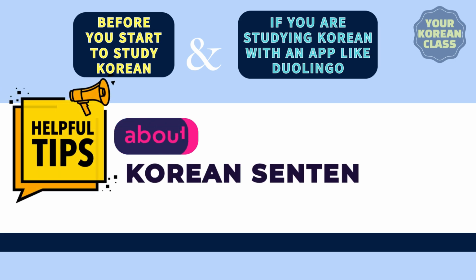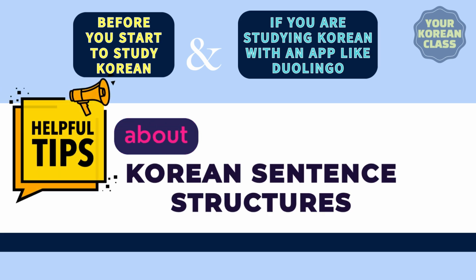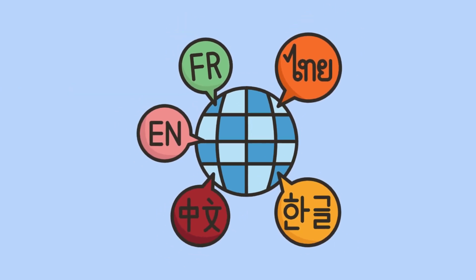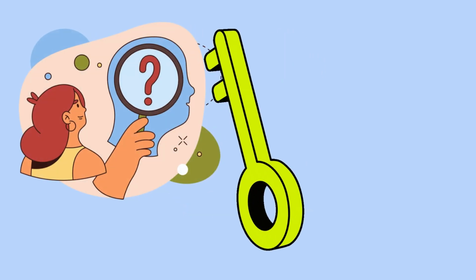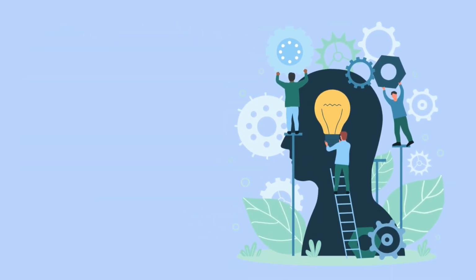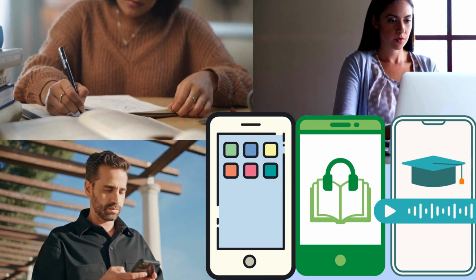Today, we'll learn about basic Korean sentence structures. Korean word order is different from English, but once you learn a few key patterns, making sentences becomes much easier. If you're studying alone or using apps like DuoLingo, make sure to watch this video carefully. It will help you understand sentences that might have been confusing in the app.